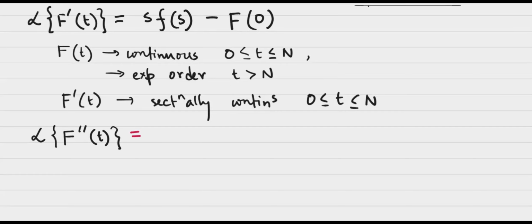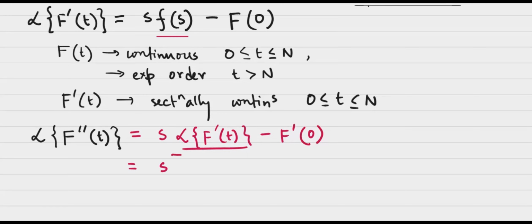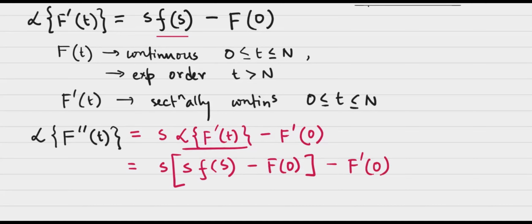So for the second order derivative, all we need to do is first write s, and then we have the Laplace transformation of the original function. Well, in this case, the original function is the first order derivative, and so we'll have to write the Laplace transform of the first order derivative, right? And then minus the first order derivative evaluated at 0. Well, we know the formula for this one, and then we substitute, so we get the Laplace transformation of the first order derivative is given by s, and then we have F of s, and then minus f of 0, right? And then minus f prime of 0. So that's it. That gives us essentially the result.